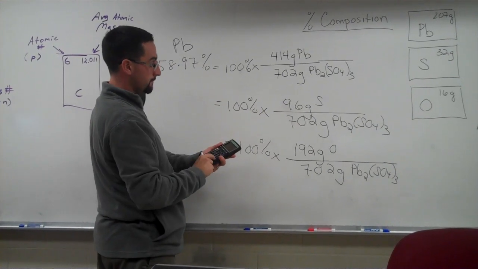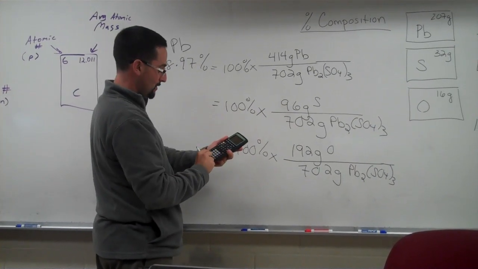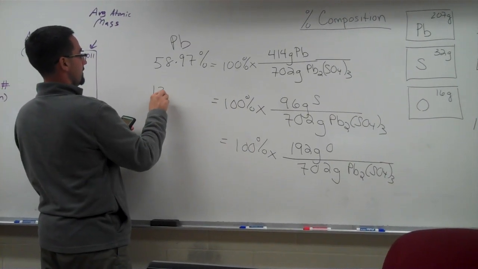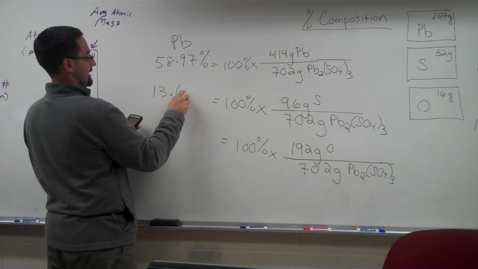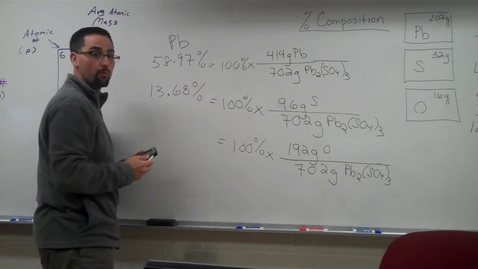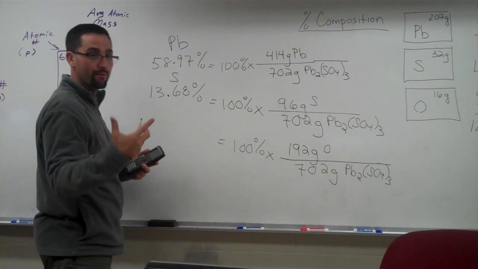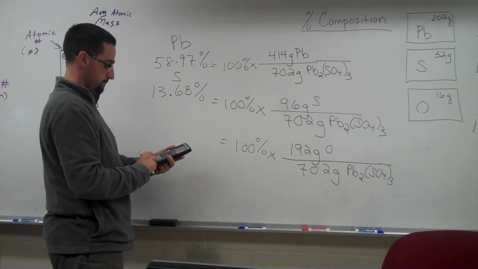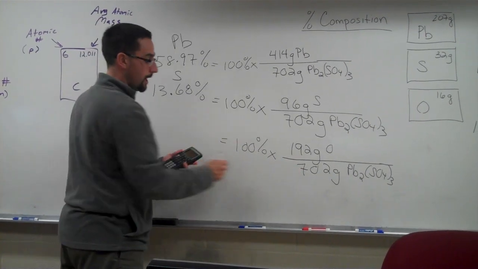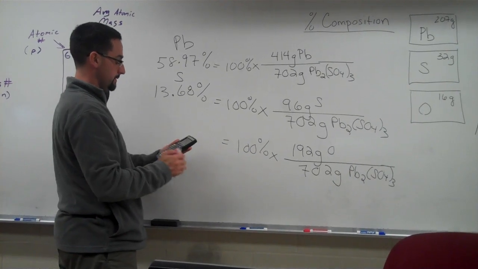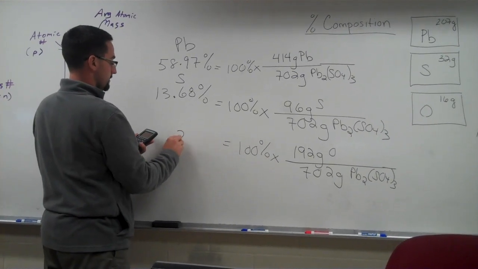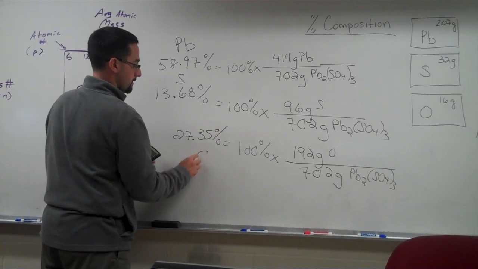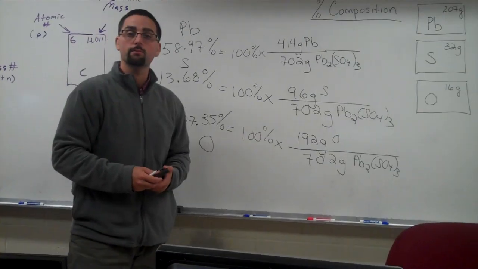96 grams of sulfur, divided by 702 grams, times 100%, we get roughly 13.68% is sulfur. And finally, for oxygen, 192 divided by the total compound's mass, 702 grams, times 100% gets us 27.35% oxygen. And that's how you calculate percent composition.